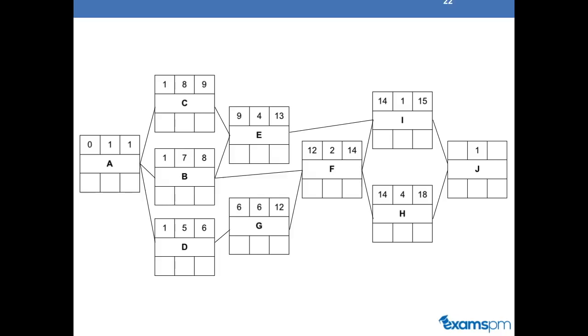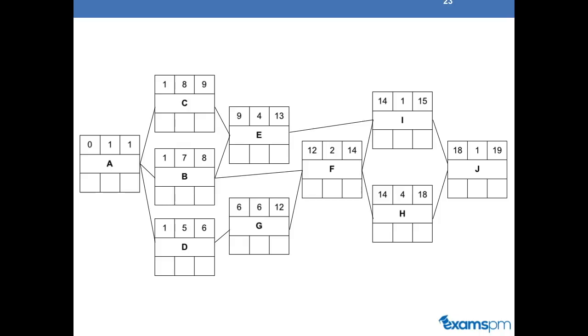Since H only follows F, and F has an early finish date of 14, the early start date for H would be 14. Since it has a duration of 4, its early finish would be 18.